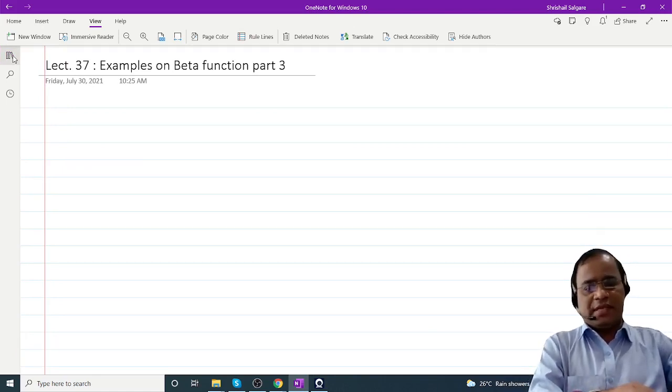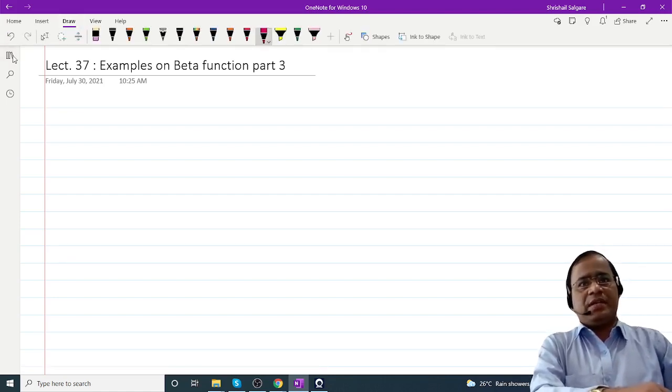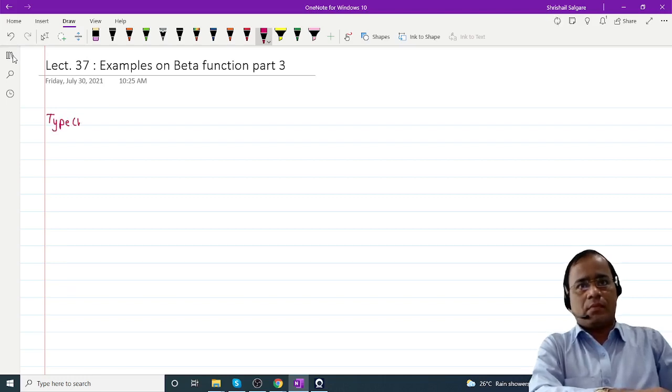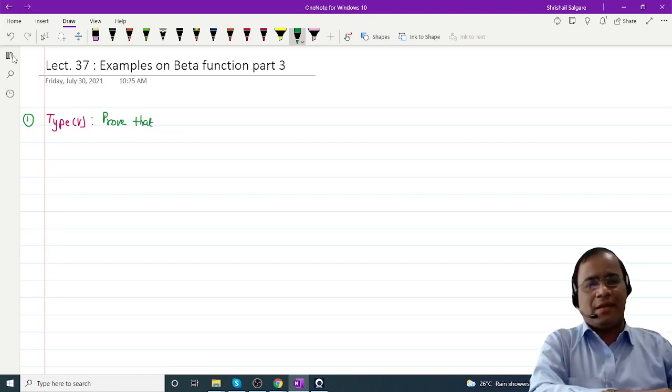Suppose you are using the definition of beta, either the algebraic or the trigonometric one. So the next one, type 5, and example number 1. So prove that the integral, now see the nature of the integral, is given as integral from a to b.